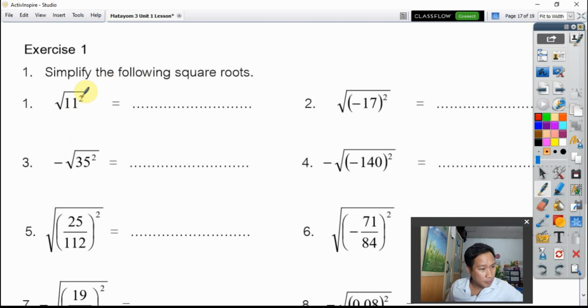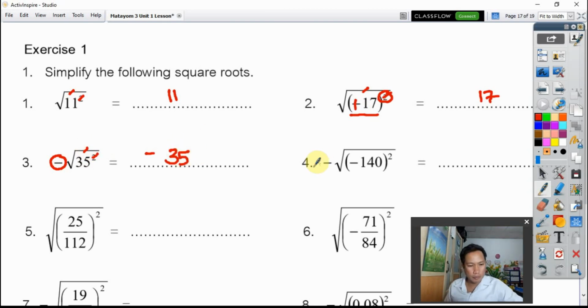Okay, so let's start simplifying. You have a square root, 11. Next one, everything here will become positive. So we cancel the square. The root, you get 17. Number 3, your question here has a minus sign outside. Write the minus sign first. Cancel the square, the root, you'll get negative 35.